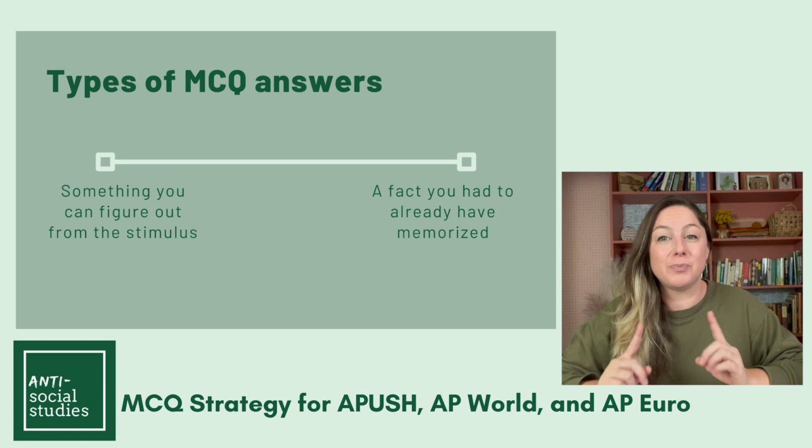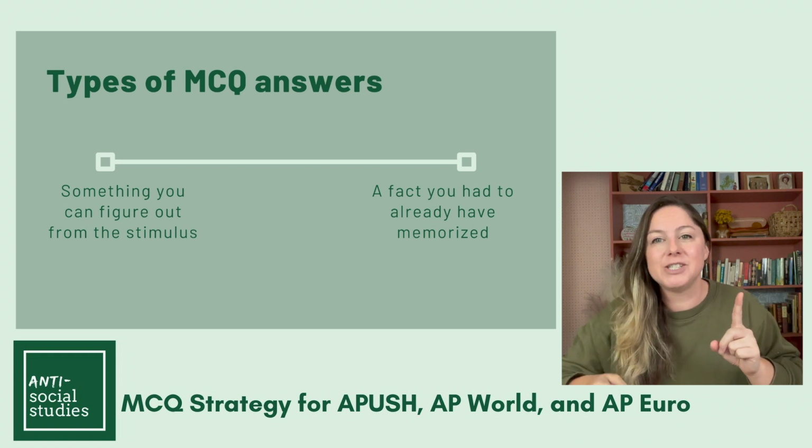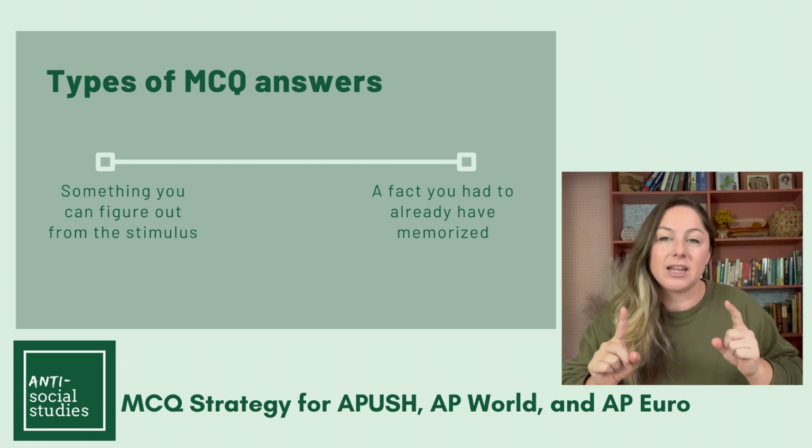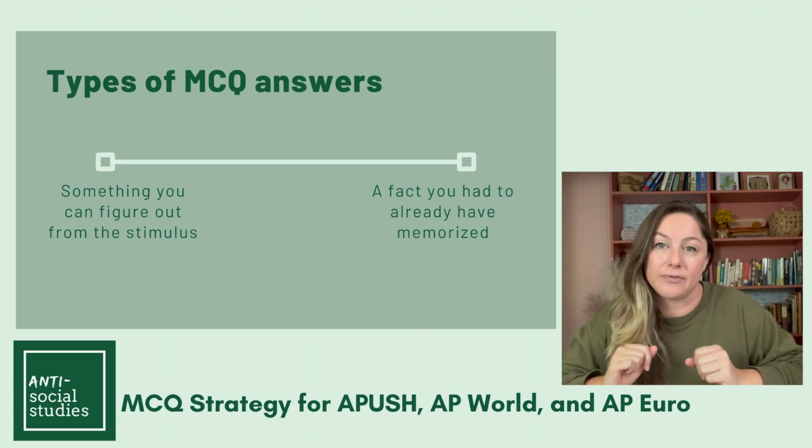Typically, you need to do both things. You need to know some information going in, you need to have just studied and know some historical facts, and also you need to be able to read and interpret and understand the document, put those things together to discover what the rightest answer is out of the four choices.